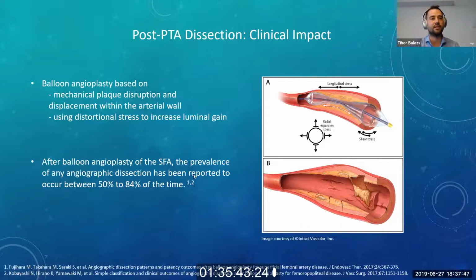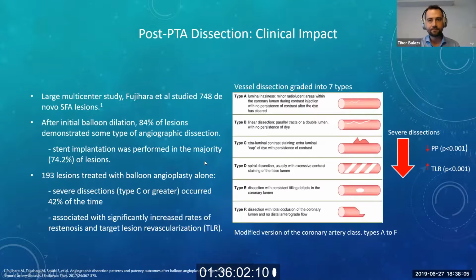As we know, balloon angioplasty is based on mechanical plaque disruption. We are displacing the plaque within the arterial wall, applying longitudinal stress, radial expansion stress, and shear stress during the opening of the balloon itself, and end up with dissection, which is reported between 50 and 84% of the time.